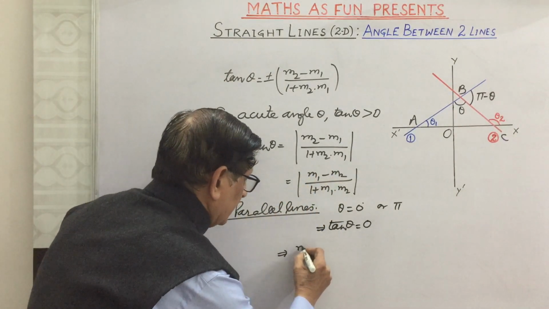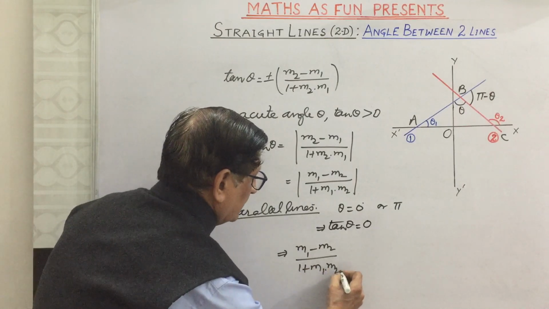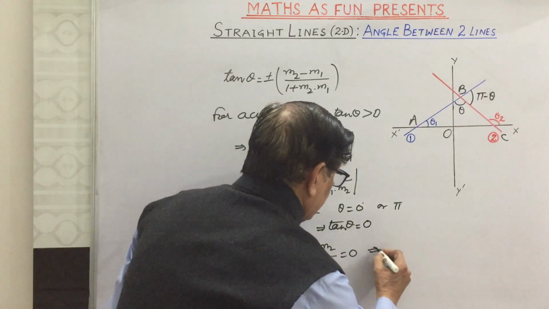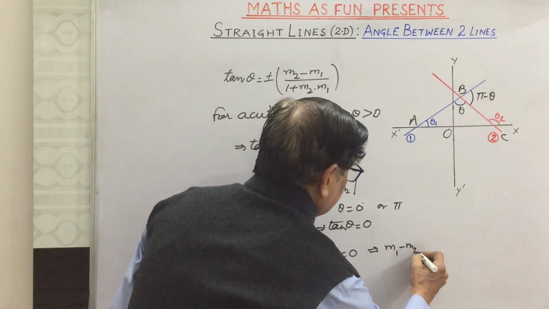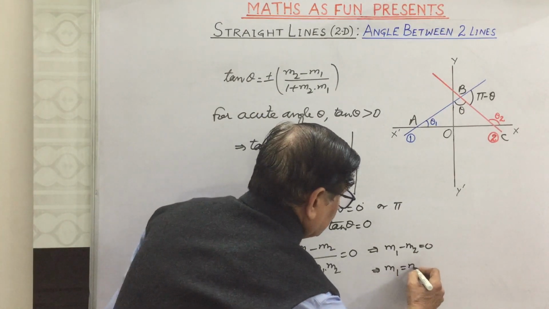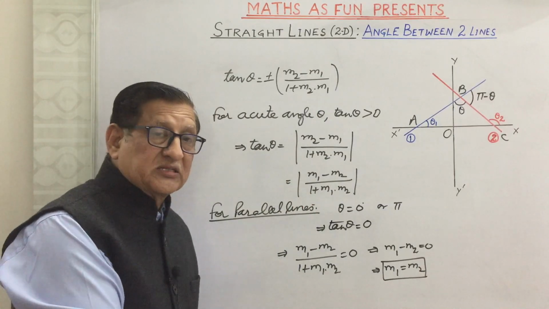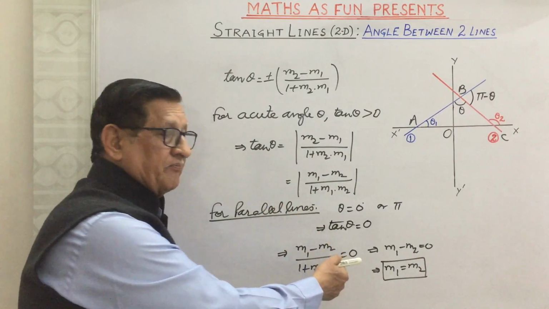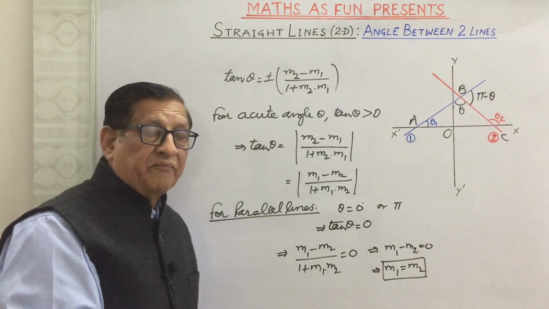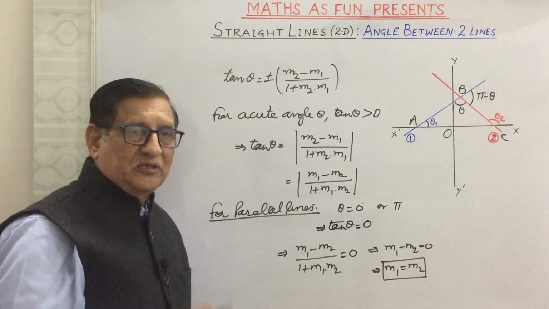It means we are finding (m1 minus m2) upon (1 plus m1 into m2) is equal to 0. From this we are getting m1 minus m2 is equal to 0, or we can say that m1 is equal to m2. It means we can say the condition for the parallel lines is that their slopes are to be equal. Or we can say if the slopes of two lines are equal, then they are parallel to each other.